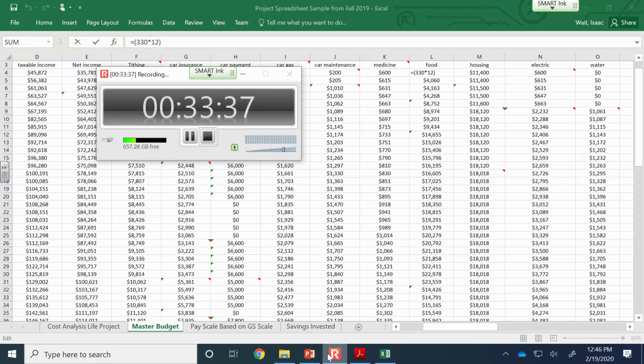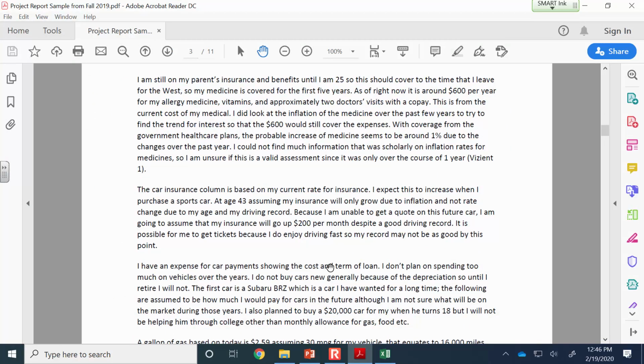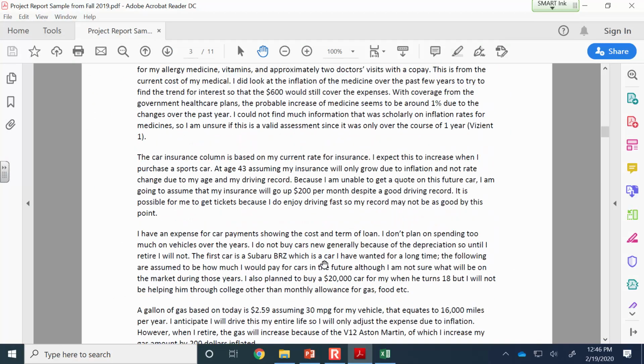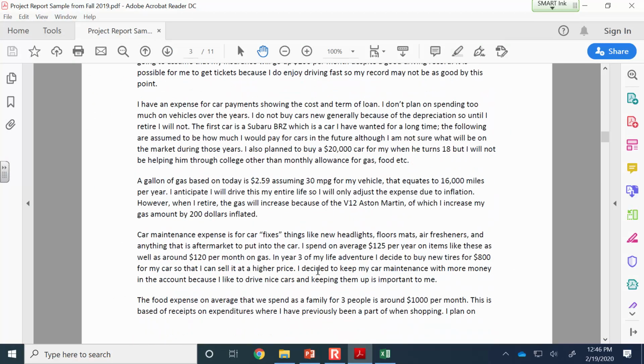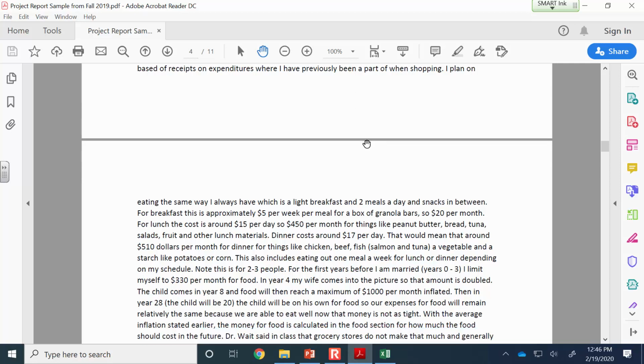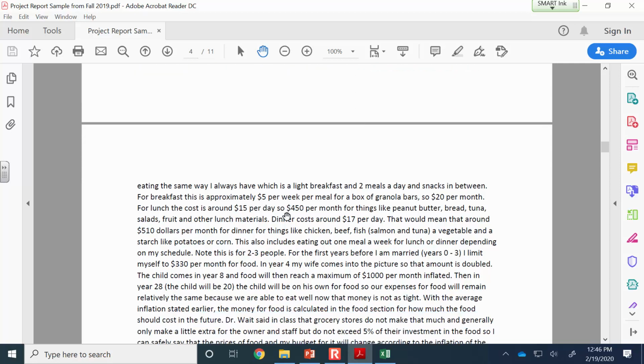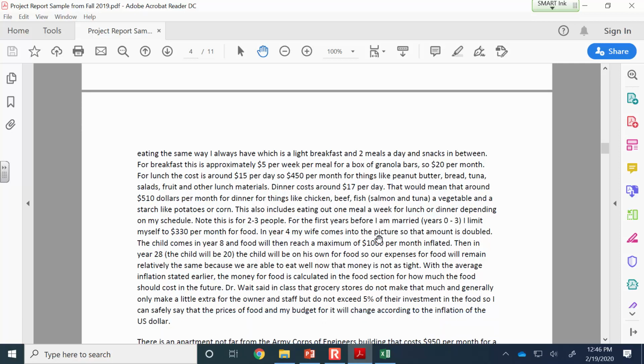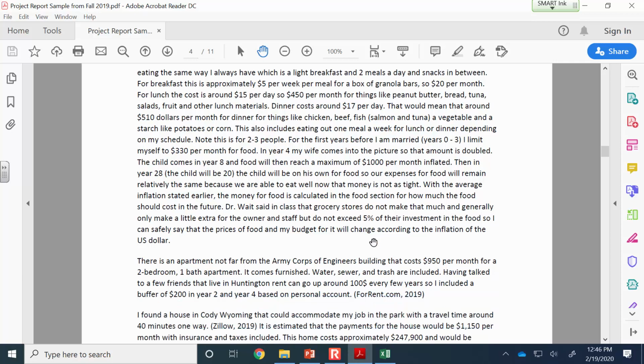They're saying $330 a month for 12 months. Let's see if in the report he talked about the kind of car he's going to own, food expenses. Okay, potatoes, corn, here we go. Meat, dinner costs $17 a day, chicken, beef, fish. I guess it's got a level of detail there.